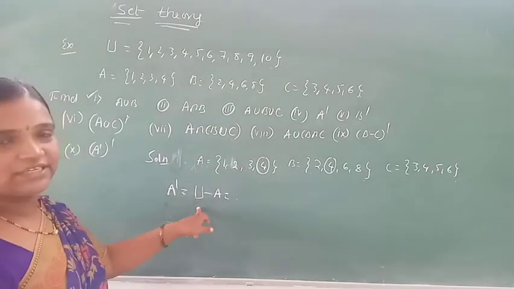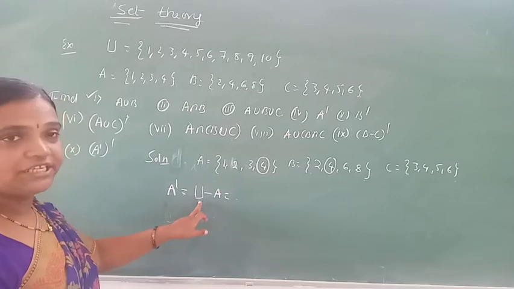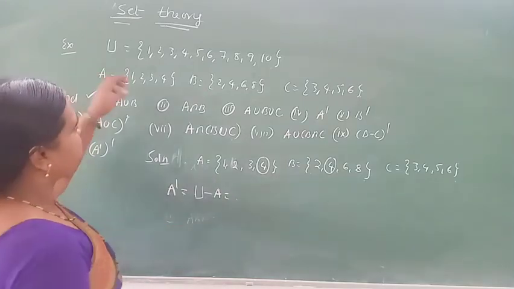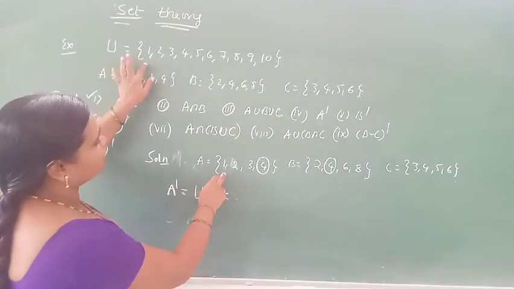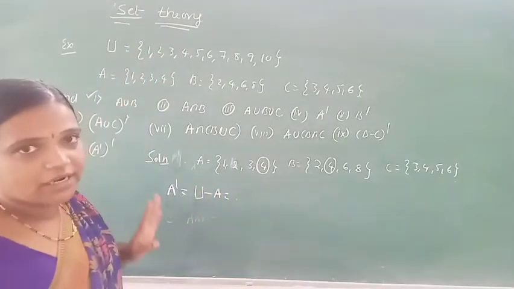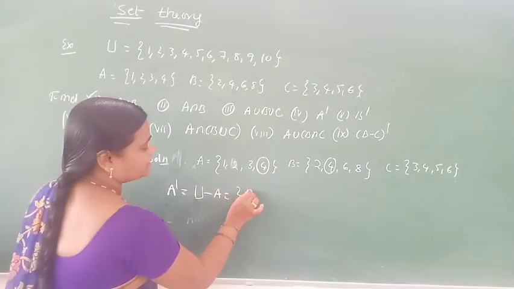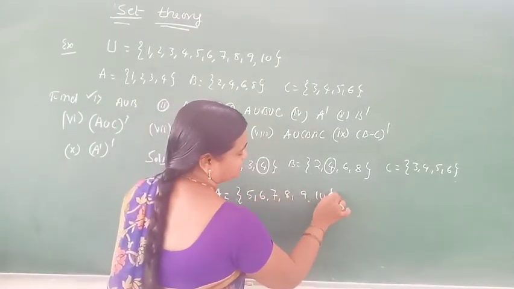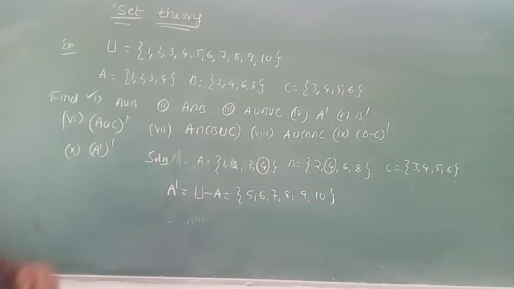U minus A: elements present in U but not in A. U minus A means we subtract 1, 2, 3, 4 and write the remaining elements. Okay, the remaining elements are 5, 6, 7, 8, 9, 10. And next is B dash.